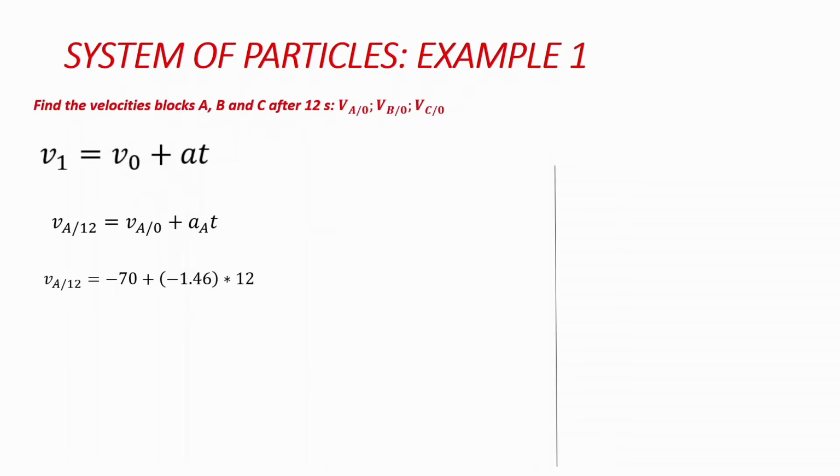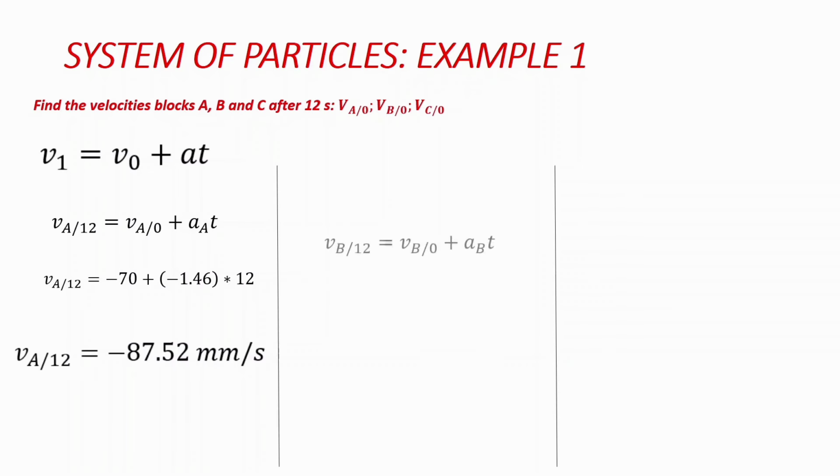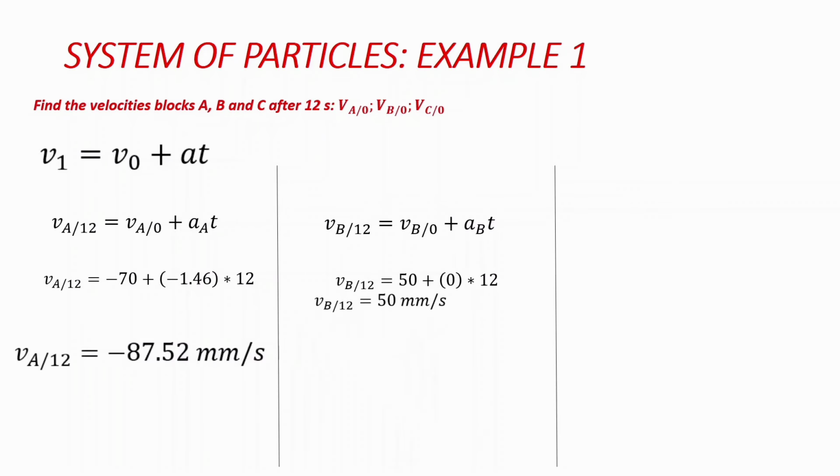And of course, we have all these already gotten from previous calculations. So by the time we input them into the equation, we have that the velocity of particle A can easily be estimated to be 87.52 millimeter per second. If we do the same for particle B, let's not forget that the acceleration for particle B is 0 because particle B was moving with constant velocity. So if we estimate that, the velocity of particle B when the time is 12 seconds will still be 50 millimeter per second.